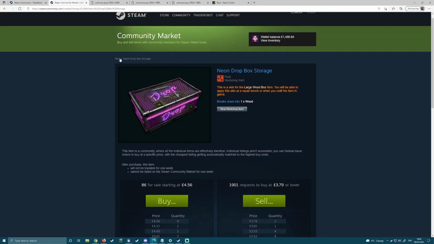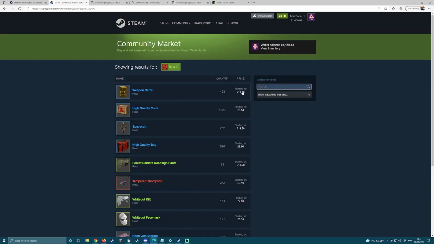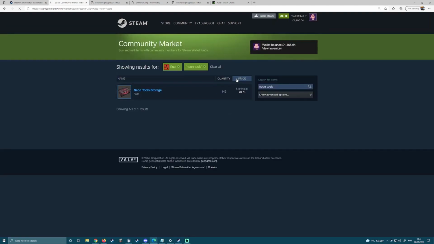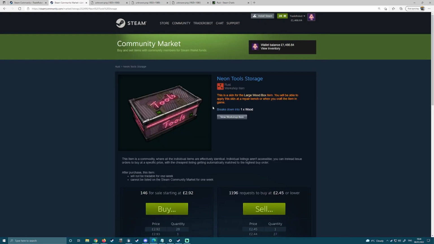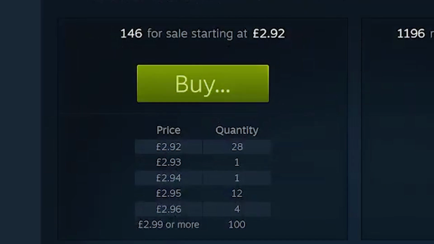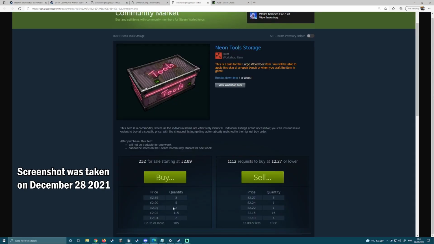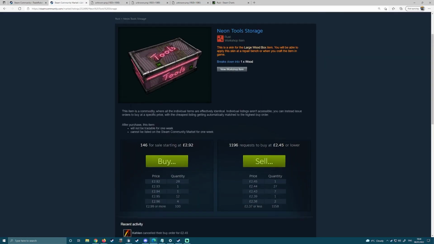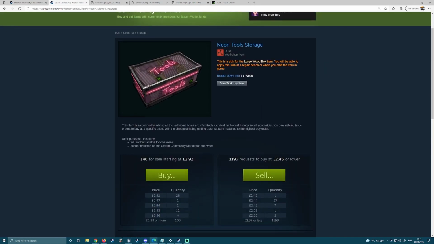Let me guess, I wouldn't be surprised if Neon Tools is around the same price still as well. Neon Tools, and lo and behold, well, that's probably glitched. Yeah, 292, still 292, and there's still a high quantity at 292. It's probably the same person. So these individuals, they cause the price of these skins to never go higher.